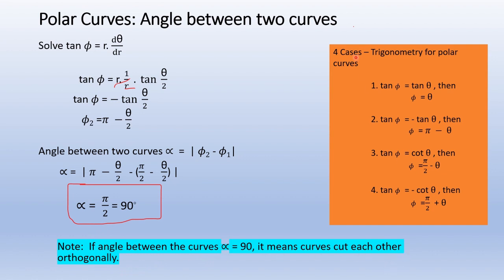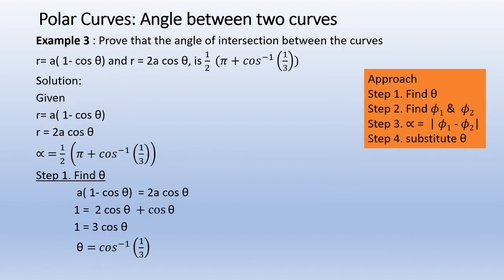Example 3. Prove that the angle of intersection between the curves this and this is 1 by 2 times pi plus cos inverse 1 by 3. Solution. Given curves r is equal to a times 1 minus cos theta and r is equal to 2 cos theta, and alpha is this. Step 1. Find theta, equate both the curves, and simplify. We get theta is equal to cos inverse 1 by 3. Step 2. Find phi 1 and phi 2.